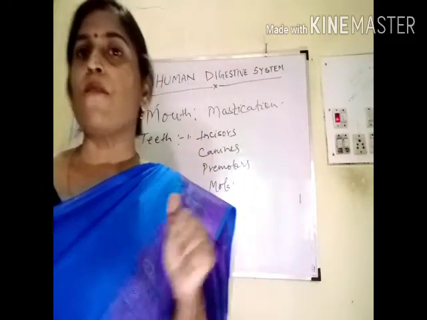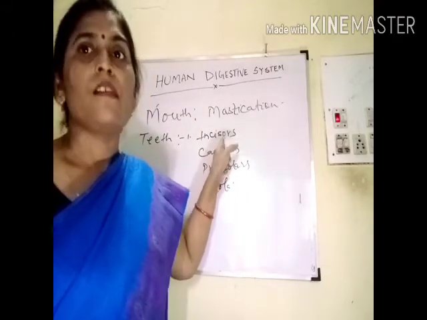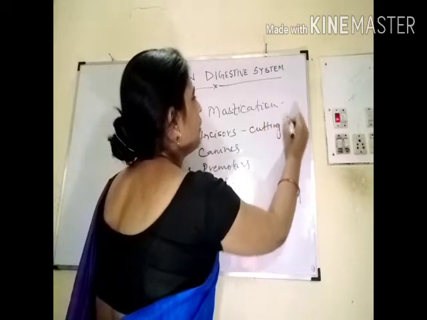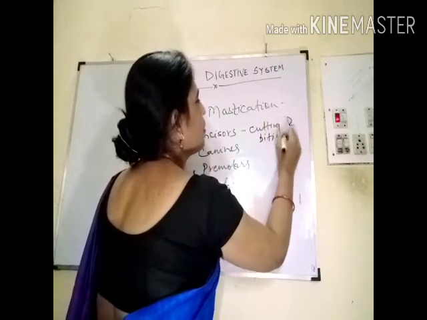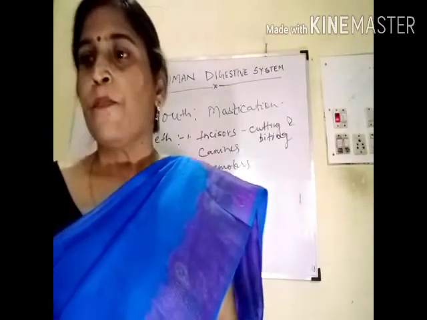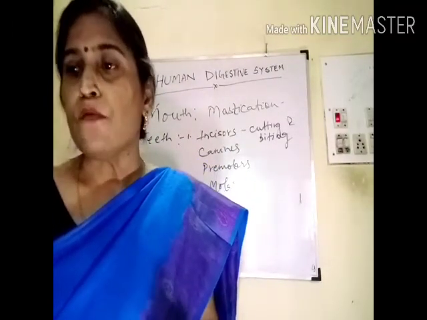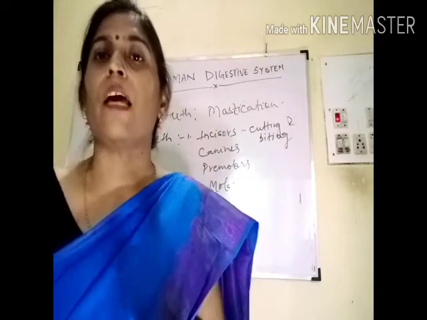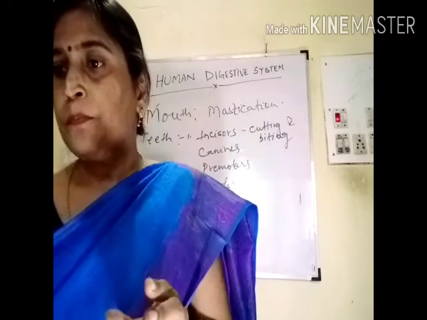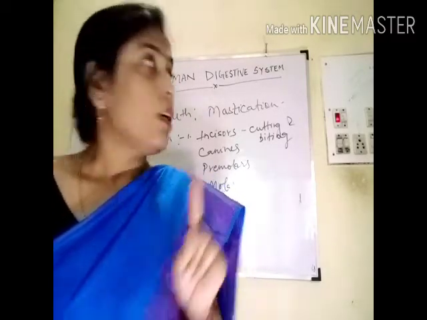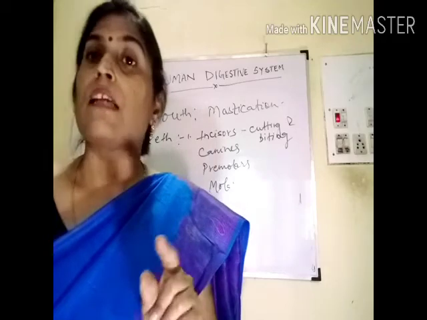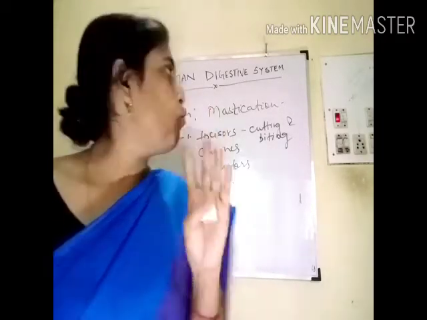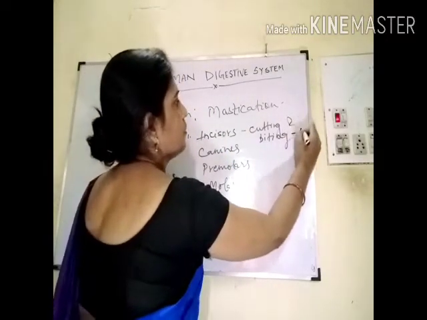Now, what are their functions? Incisors function in cutting and biting. They are for cutting and biting food, and they are broad and have sharp edges, chisel shaped. And what are the numbers? We have two jaws, upper jaw and lower jaw. In each jaw, four incisors are present.